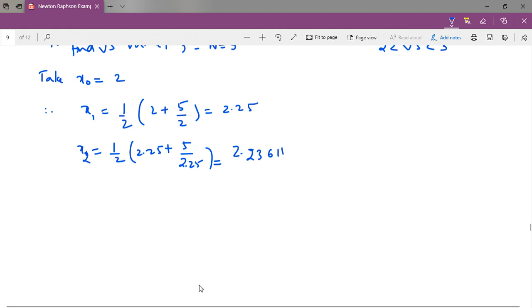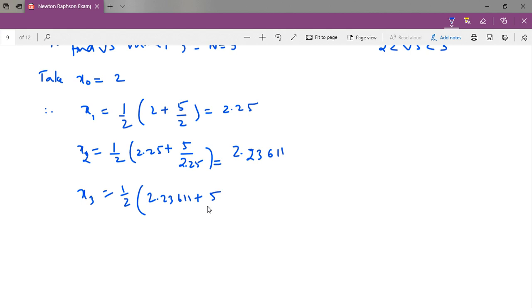2.23611. Okay. So next go for x3. So 1 by 2 into this value 2.23611 plus 5 divided by 2.23611. Okay. So this gives you, so what is the value? x3 is 2.23606. Okay.